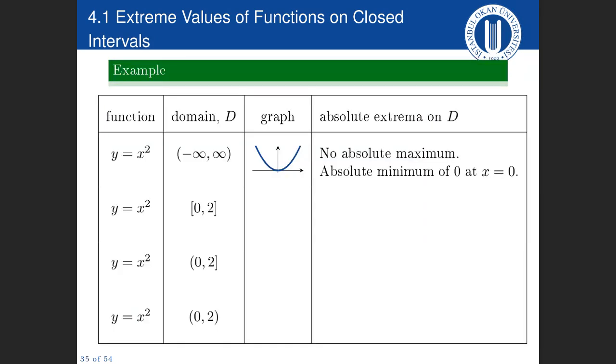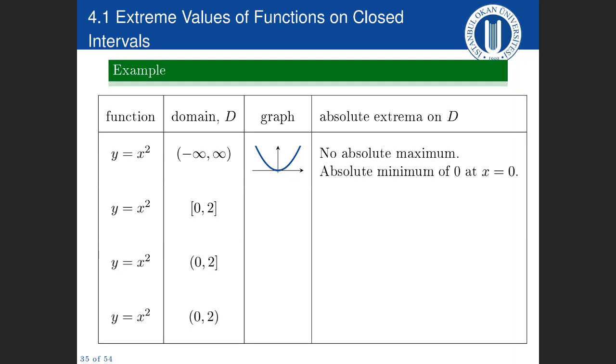For example, let's look at the function y is equal to x squared on some different domains. First of all, let's suppose the domain is the whole real line. That's the open interval from minus infinity to infinity. And I've drawn its graph. This function does not have an absolute maximum because it's going up and up all of the way to infinity. But it does have an absolute minimum value of 0, and this occurs when x is equal to 0.